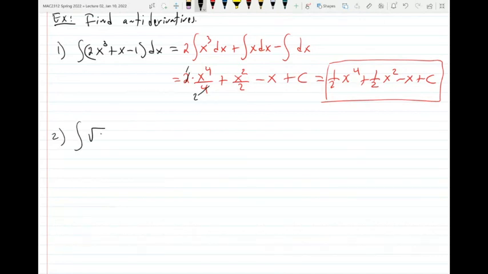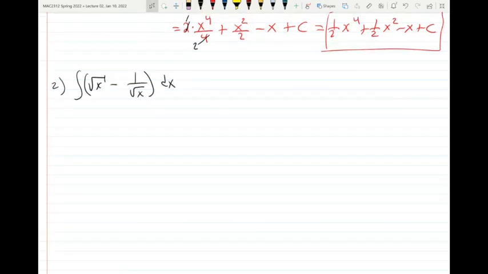How about this? Integral of square root of x minus 1 over square root of x dx. Now, you know, the rules are simple. The thing is that sometimes you have to get a little bit creative, okay? There may be some interesting ideas that you need to use to be able to calculate an integral, okay? So it doesn't mean that it's just applying the rule directly.